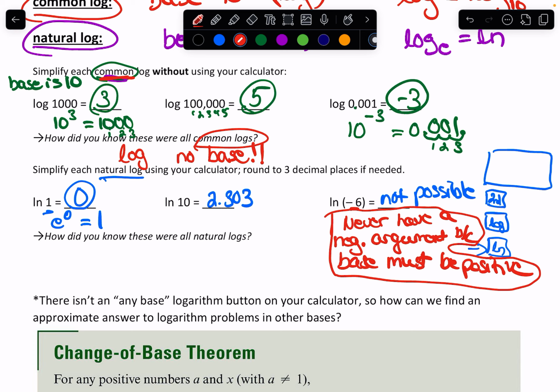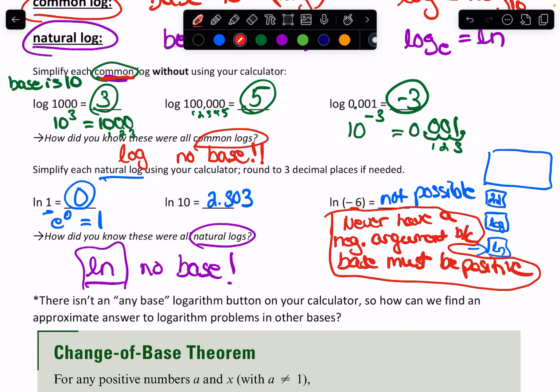Now, how did you know that these were all natural logs apart from it saying that it is a natural log? That is because it had the ln and again, no base. Even though there is no base, we know that it is because of the ln here.